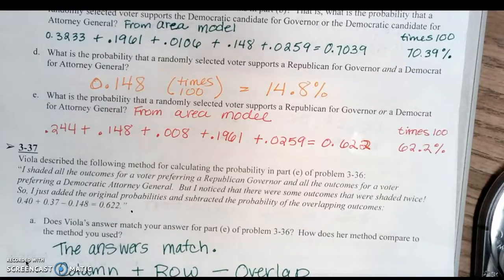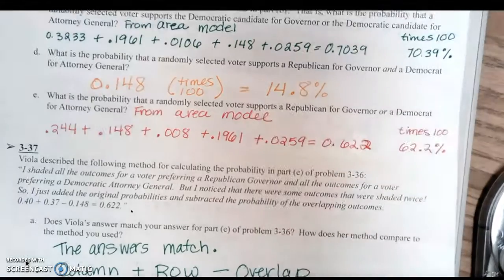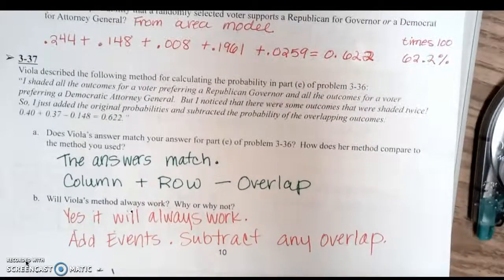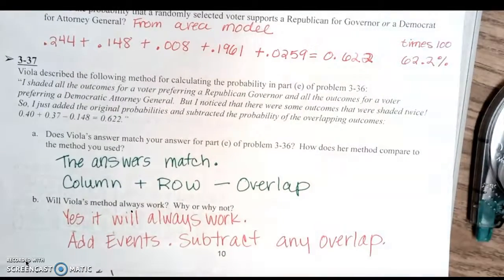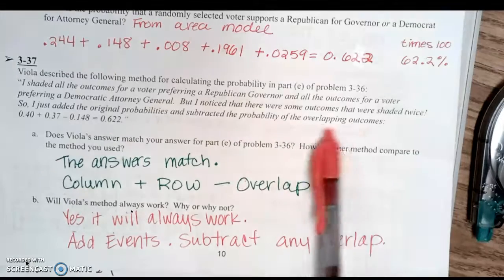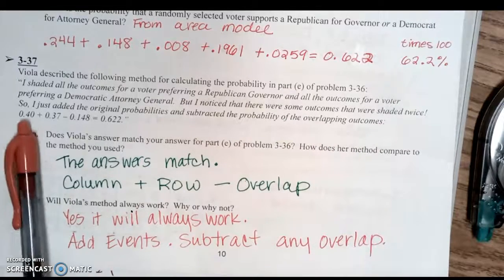Question number 37 says, Viola described the following method for calculating the probability in part C of problem 36. I shaded all the outcomes for a voter preferring a Republican governor and all the outcomes for a voter preferring a Democrat attorney general. But I noticed that there were some outcomes that were shaded twice. So I just added the original probabilities and subtracted the probability of the overlapping outcomes.